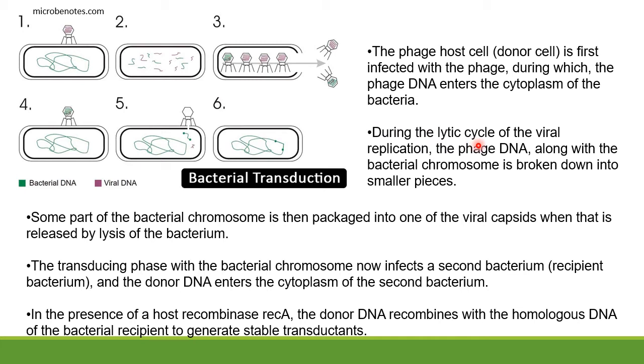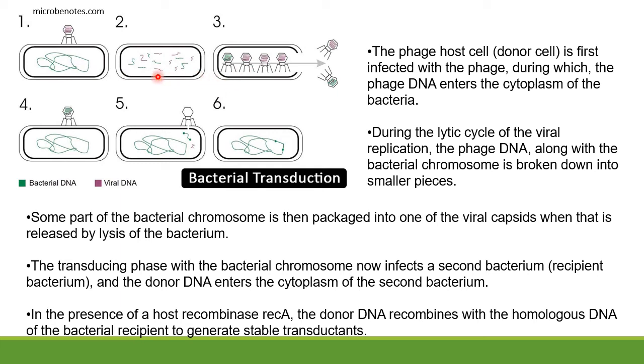During the lytic cycle of viral replication, the phage DNA along with the bacterial chromosome is broken down into smaller pieces. Now some part of the bacterial chromosome is then packaged into one of the viral capsids when that is released by lysis of the bacterium. So you can see the green color is the bacterial DNA and red color is the viral DNA.